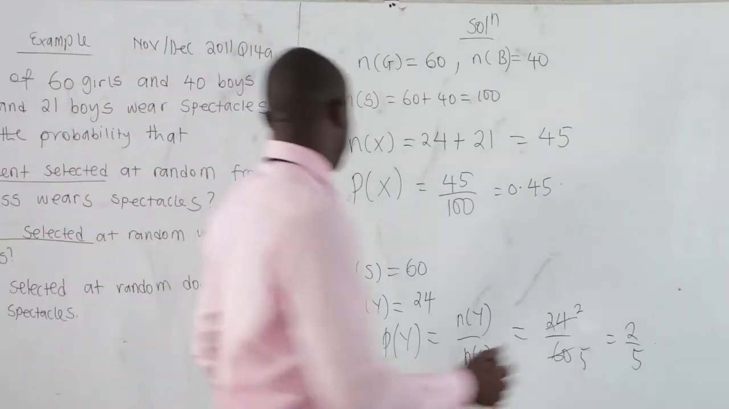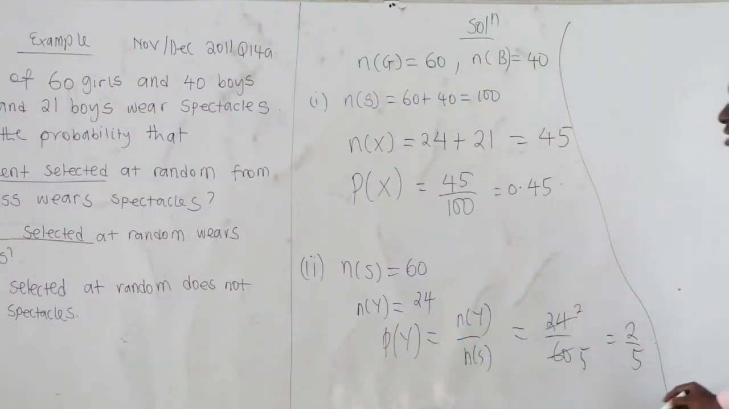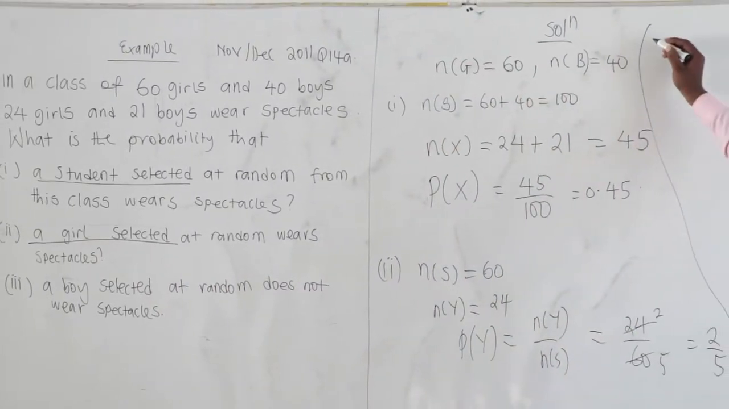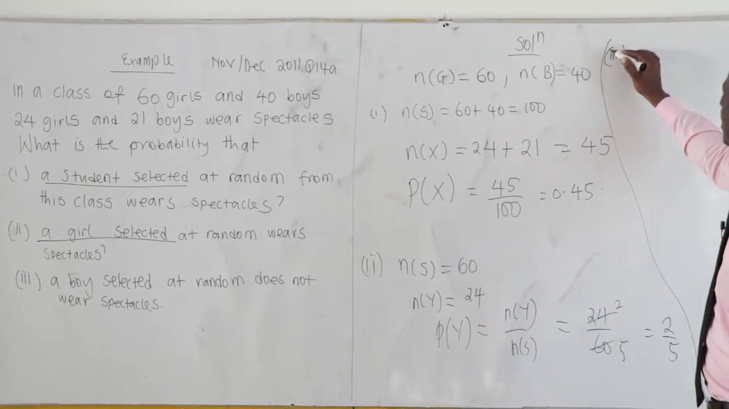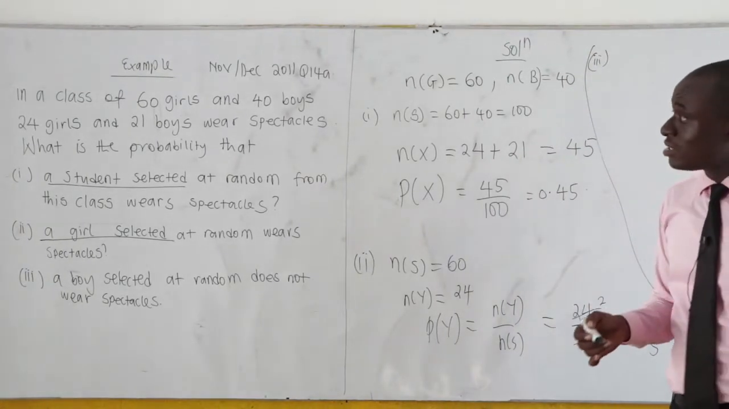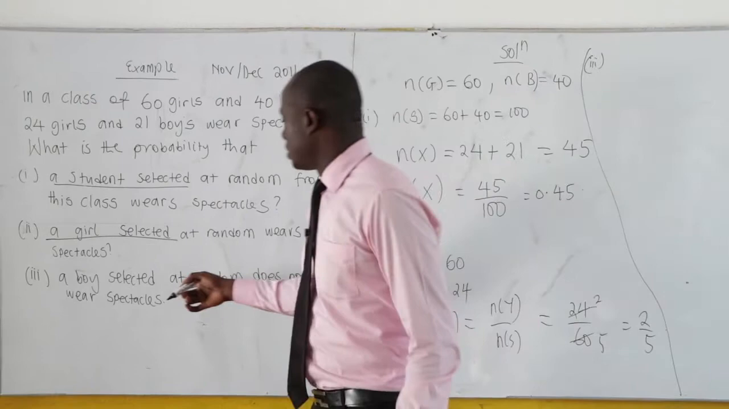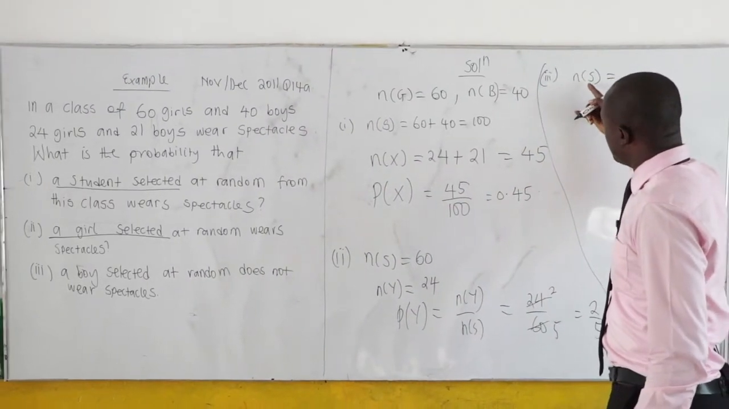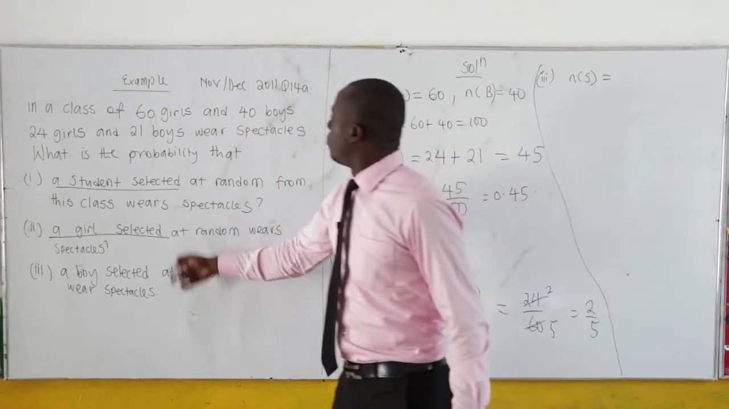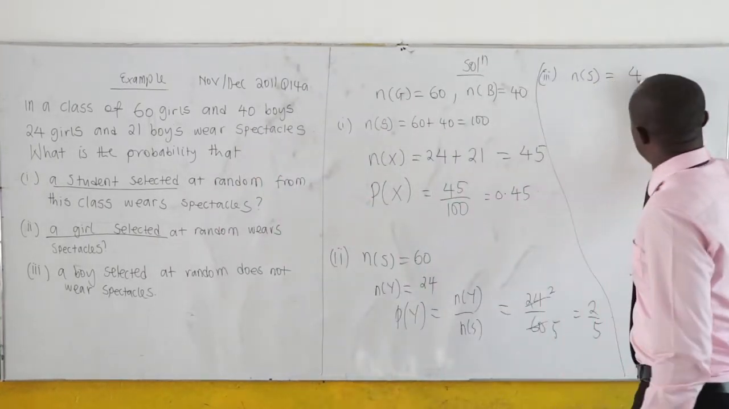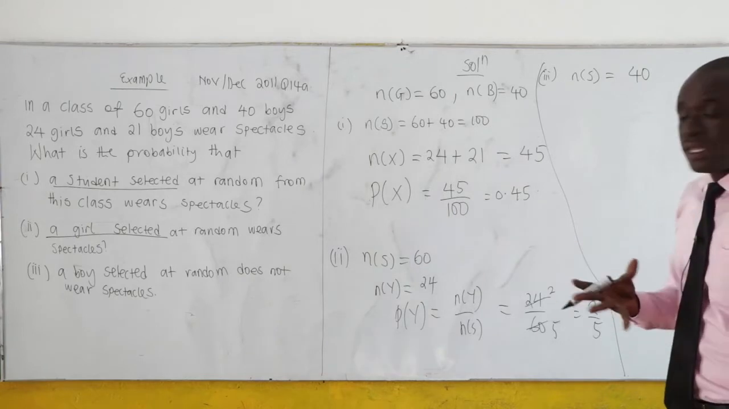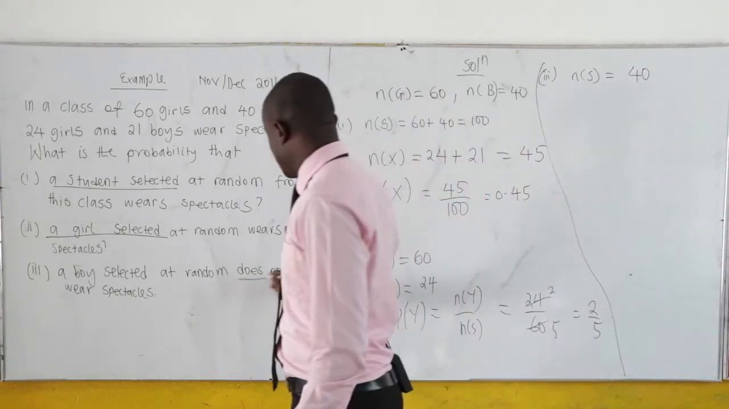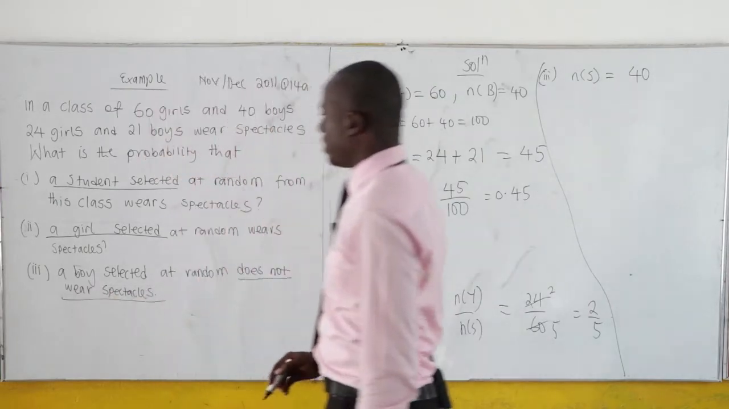Now let's see the third one. The third one is saying that a boy is selected at random. So the third one, a boy selected. It means that our number of sample space will change. Boys, that is 40 boys. We have 40, because a boy is selected at random, and then the event is that he does not wear spectacles.